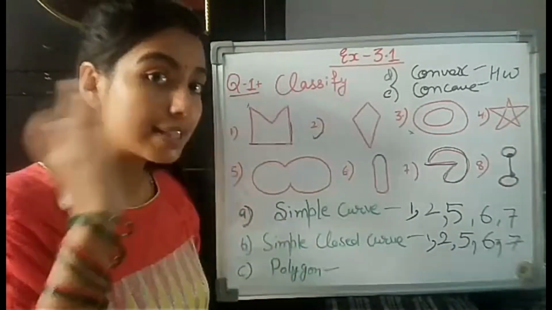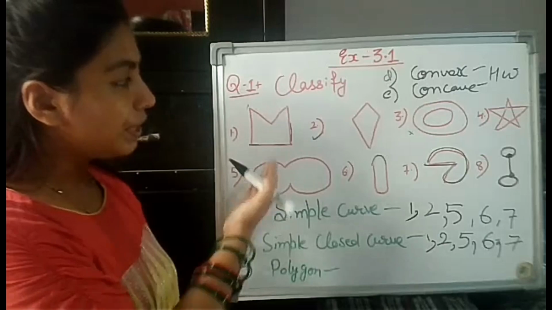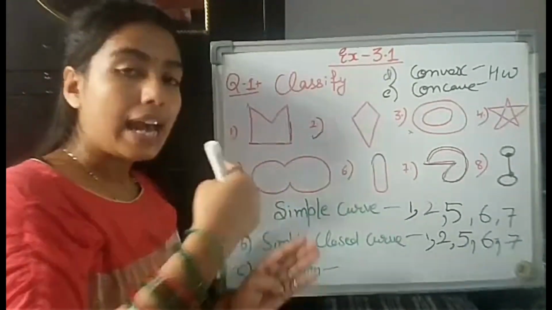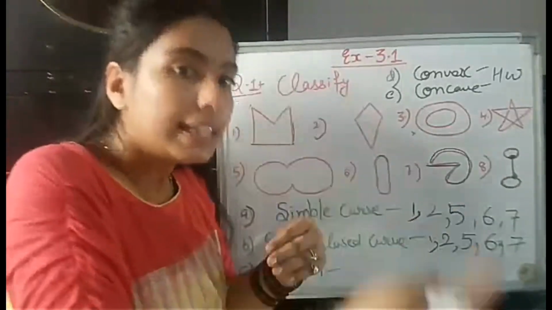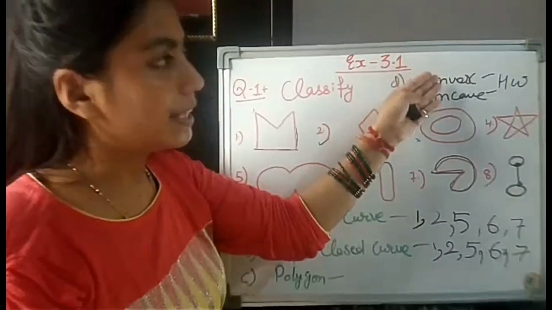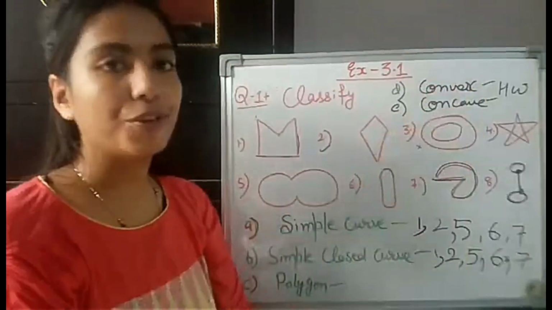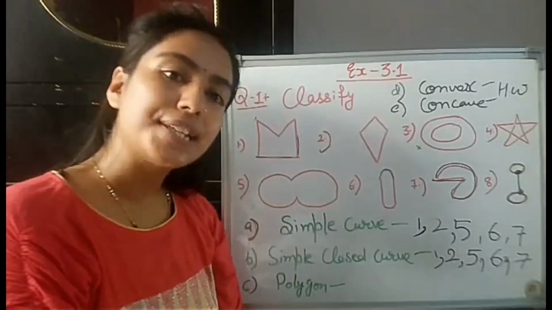Okay, just listen carefully, see the question carefully, what the figure having internal diagonal and what the figure having outside the diagonal, that comes under the concave and convex polygon. Got students? So this will be the homework for you. Now coming to our next question.